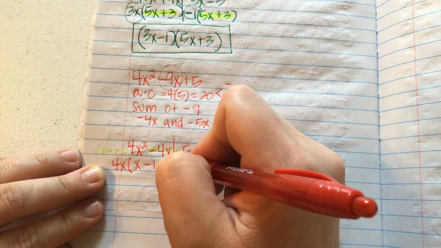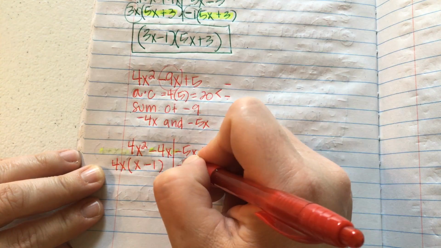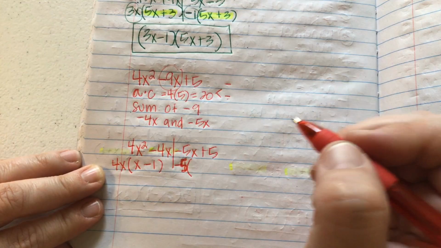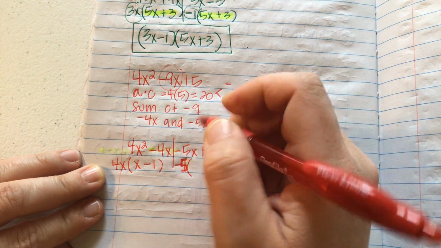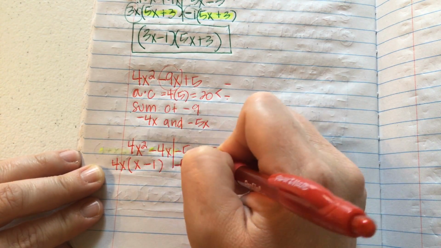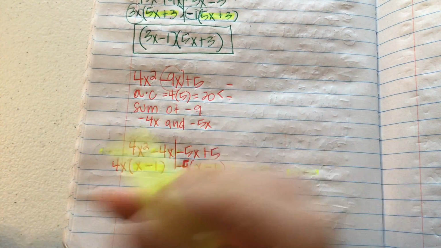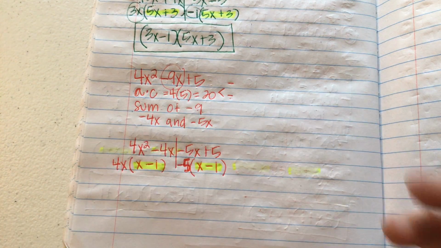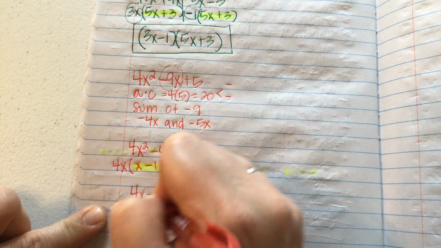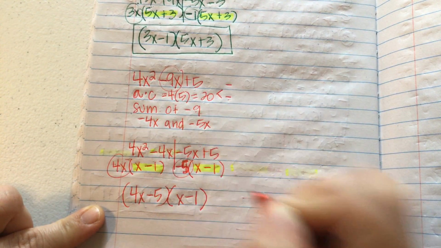My leading coefficient here is negative, so I'm going to take out a negative. Oh, negative 5 is what's in common. Negative 5, right? They can both be divided by 5. Negative 5x divided by negative 5 is x, and positive 5 divided by negative 5 is negative 1. I did it correctly because they match. And my answer is 4x minus 5, GCF, GCF, and x minus 1.